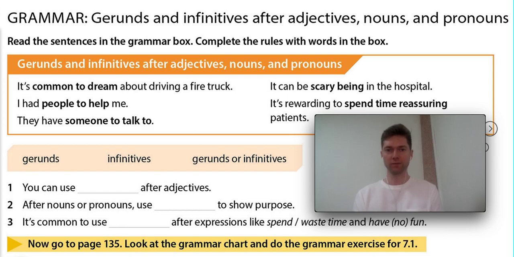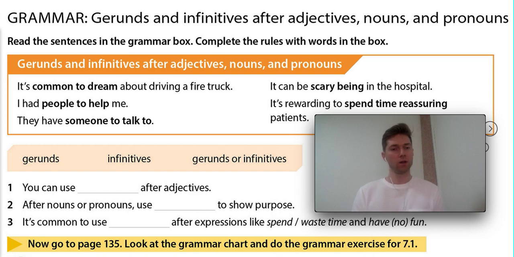Hello everyone, my name is Teacher Maxim, and today I will try my best to explain how to use gerunds and infinitives after adjectives, nouns, and pronouns. You can open your books on page 67 and you can take notes at the same time.